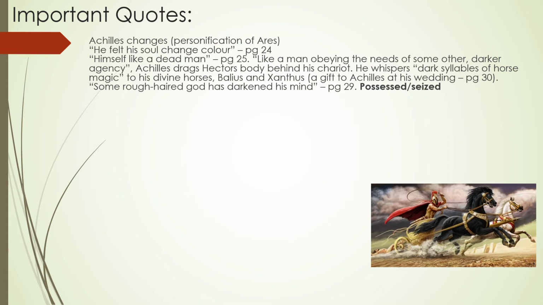So here's the Ares references. It's not actually named that Ares is there or that Ares takes possession of Achilles, but it's described like this. He felt his soul change colour, himself like a dead man, so he feels like a dead man, like a man obeying the needs of some dark agency. Achilles drags Hector's body, so he's not doing it himself. He's obeying something else. Then he whispers dark syllables of horse magic to his horses, and he's got these magic horses that the gods gifted to him at his wedding. And then some rough-haired god has darkened his mind. So those are the references to this other god who's kind of possessed him.